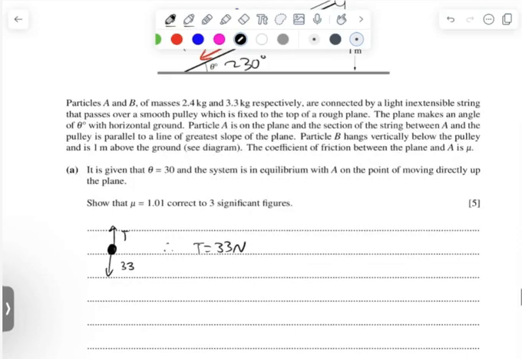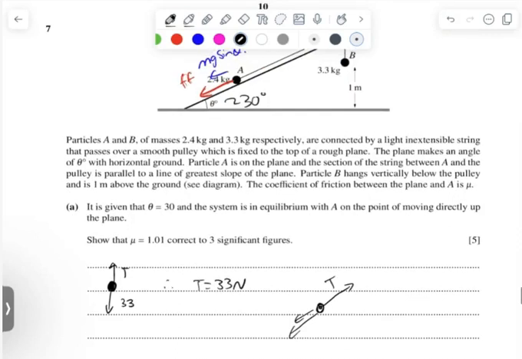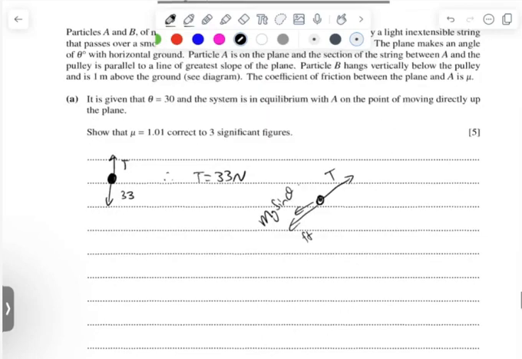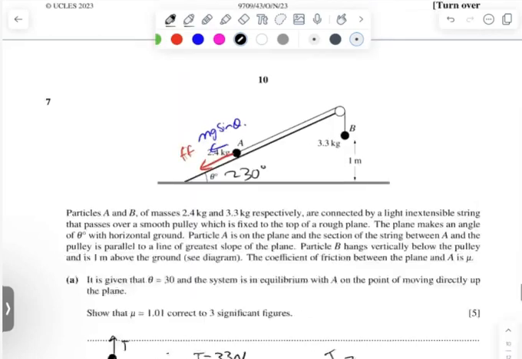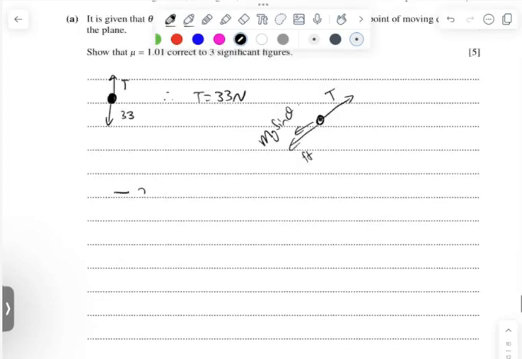Okay, so then if I look at A, it is going up and down. We've got tension. I've got my friction and my mg sine theta. So now this is all in equilibrium. So minus mg sine of 30 minus my mu times my R plus my tension should be equal to 0. Okay? So I can work out this so far.